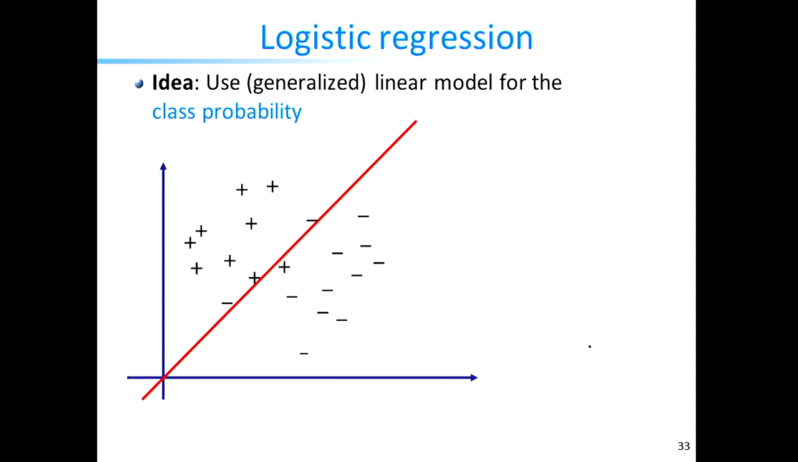So now you can take this viewpoint and say, let's look at different noise models that might explain our labels in classification, see if they correspond to a particular kind of probabilistic model, and then derive a loss function from that. And that's the idea behind logistic regression. So we're now going to model the class probability, with the idea being that points very close to the decision boundary are uncertain, whereas points far away from the decision boundary are very certain. So we want to fit a classifier. Actually, we want to fit a model of the class probability.